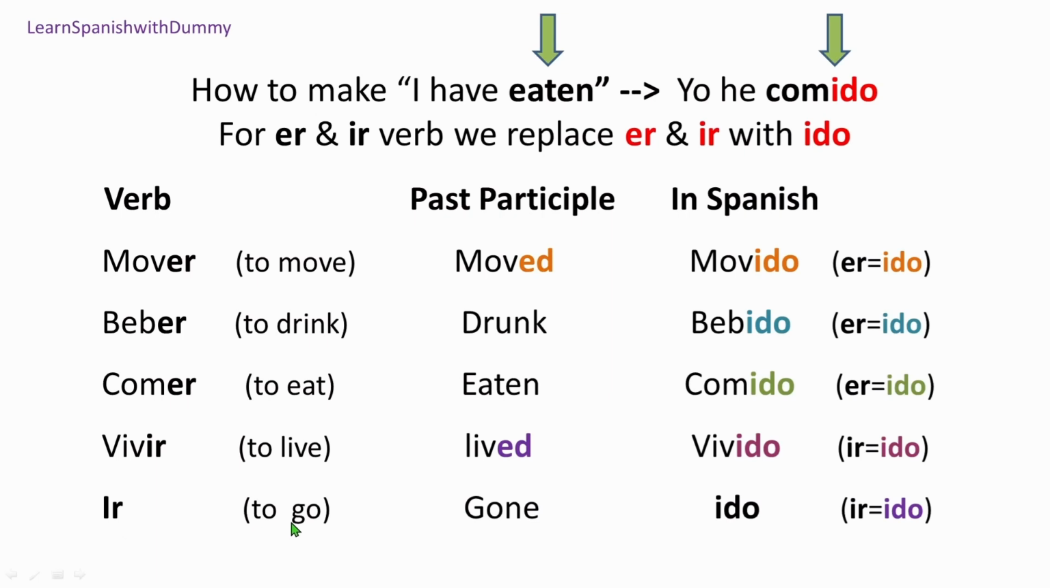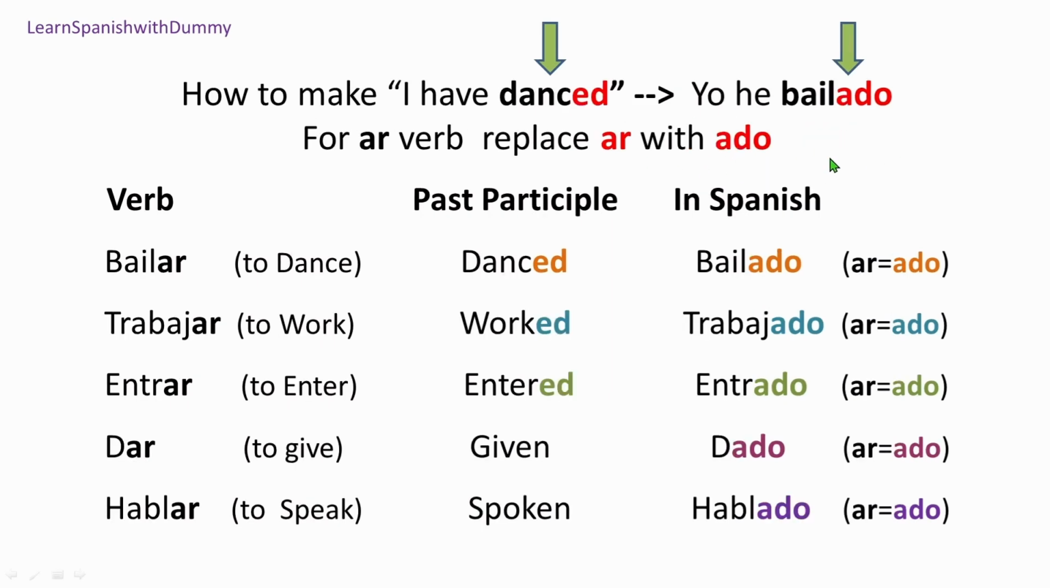So the past participle of go is gone, right? She has gone, we have gone, right? So how do we make it? Pretty easy. We know that we replace the ir with ido. So here the whole thing will be replaced. If you replace ir with ido, it makes it ido. Now ido itself means gone. Alright, so the rule for the er and ir ending verbs is the same, that's ido. It's very easy, right? And for the ar ending verbs, what we did, we used to replace with ado.